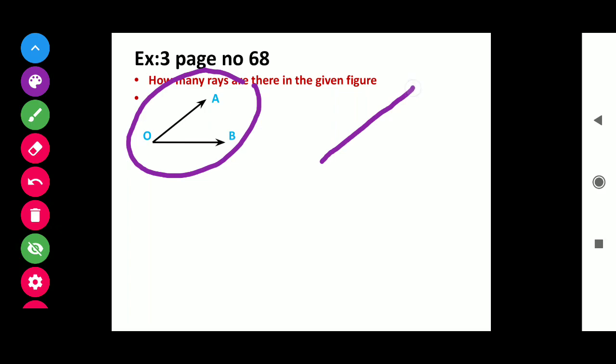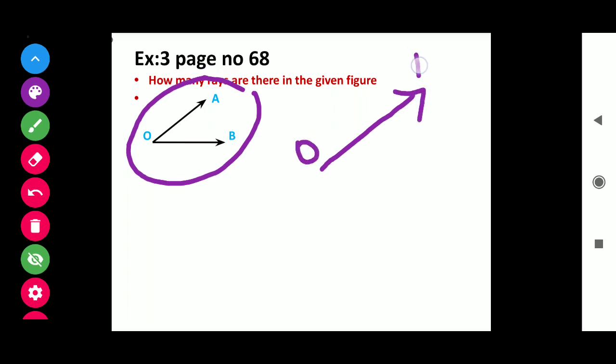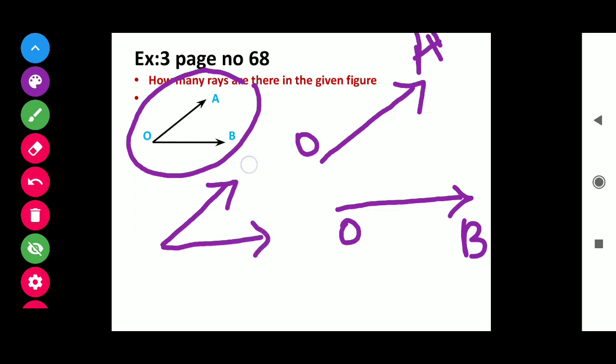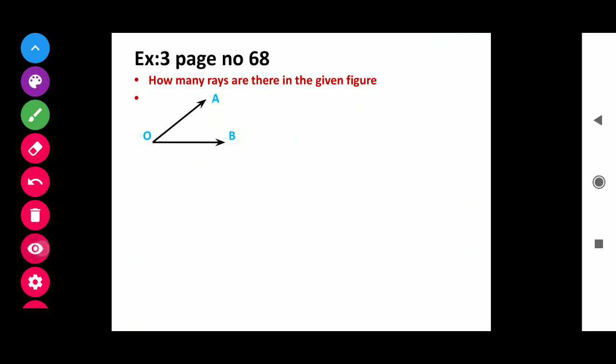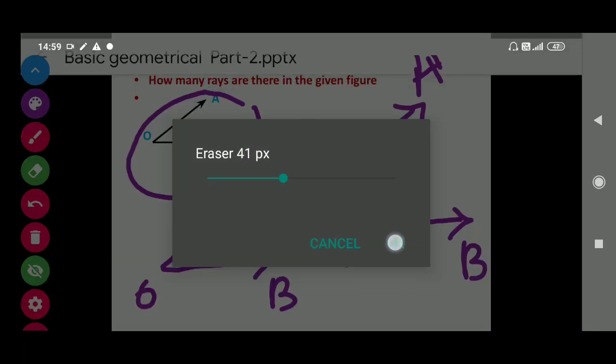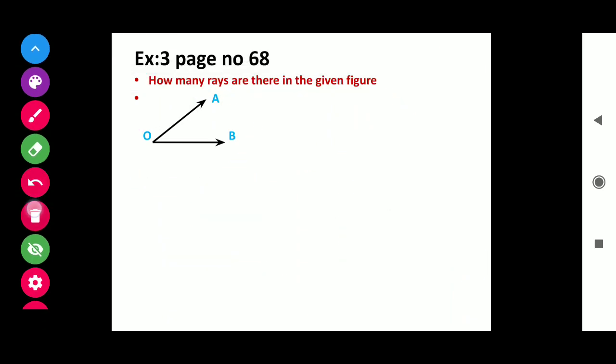Suppose this one is first ray, OA. Now the second one is OB. So there are two rays in this given figure. So if we will do like this, it will become an angle. So do you understand? How many rays are there in this figure? There are two rays in this figure.